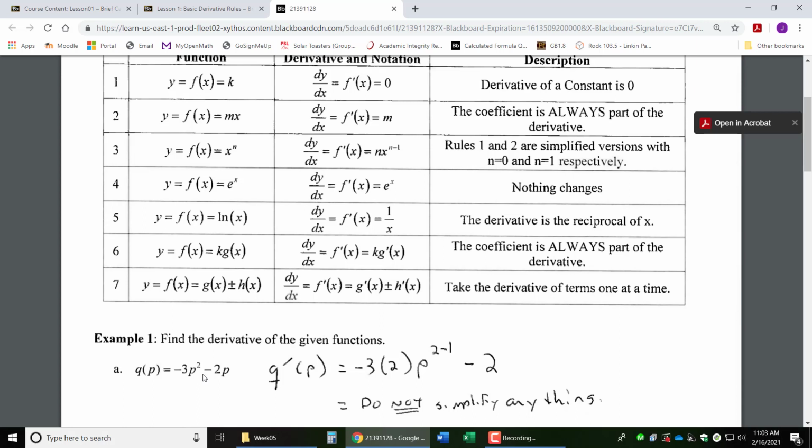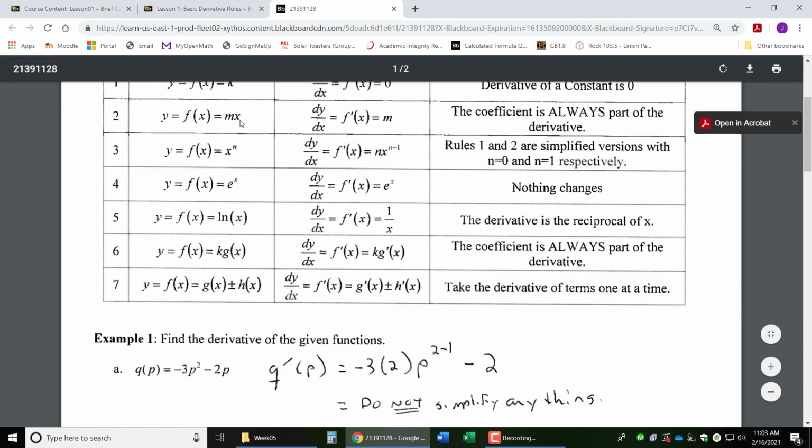And then we move on to the minus, and that's 2p. That's the special rule number 2. Again, that's just a version of the power rule. This is p to the first power. If you apply the rule, you get 1 minus 1, which is 0, and anything to the 0 power is 1. But we abbreviate it with rule number 2. The derivative of a constant times just the variable is just the constant. So minus 2p, the derivative is minus 2.